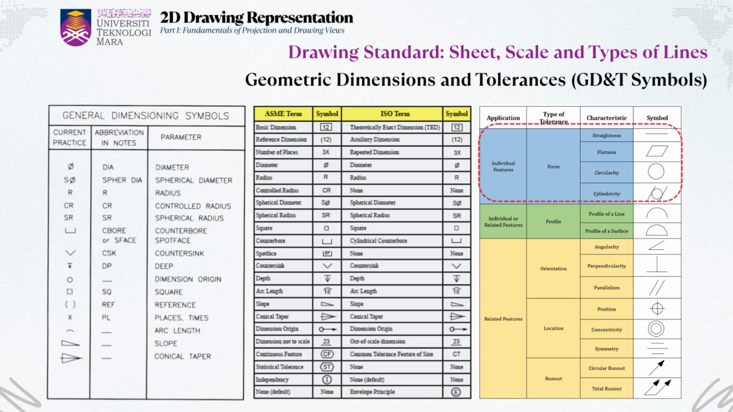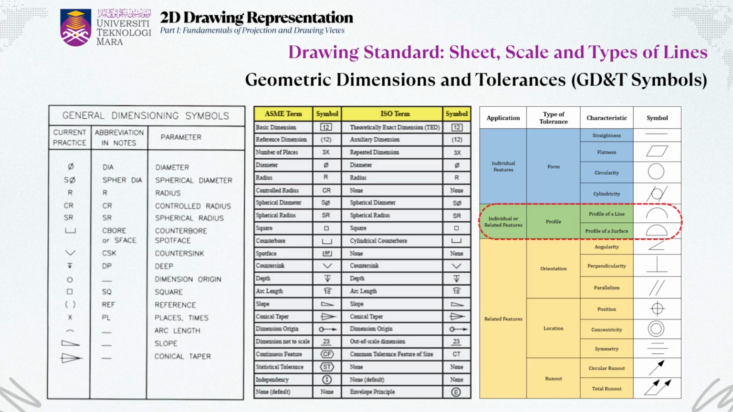The blue section, labeled Form, relates to the shape of individual features without reference to other features. This includes tolerances such as straightness, which ensures that a line or edge doesn't curve or bend, and cylindricity, which makes sure a cylinder is both round and straight along its length. These are especially important in parts that slide, rotate, or must fit precisely into other parts.